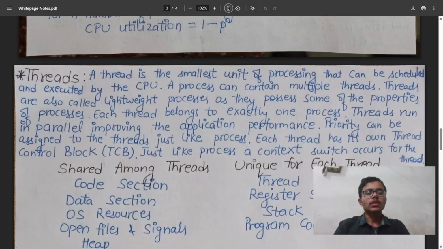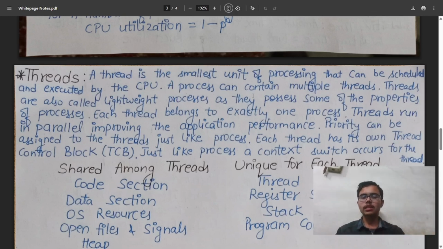If you don't know what threads are, when a process is created, in order to execute that process, we divide the process into multiple threads for execution. Threads are lightweight. A thread is the smallest unit of processing that can be scheduled and executed by the CPU. When the concept of threads comes, we divide the process into multiple threads in order to get parallelism, meaning we can do the tasks parallelly.